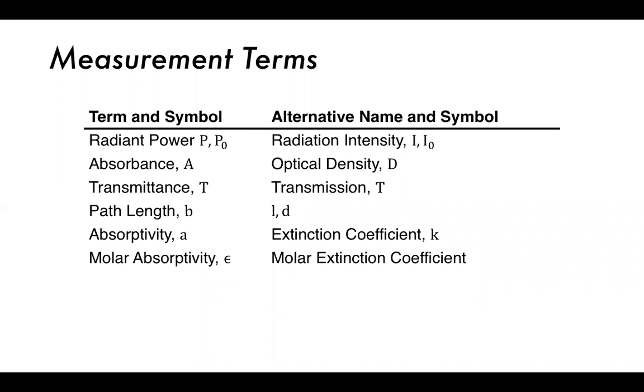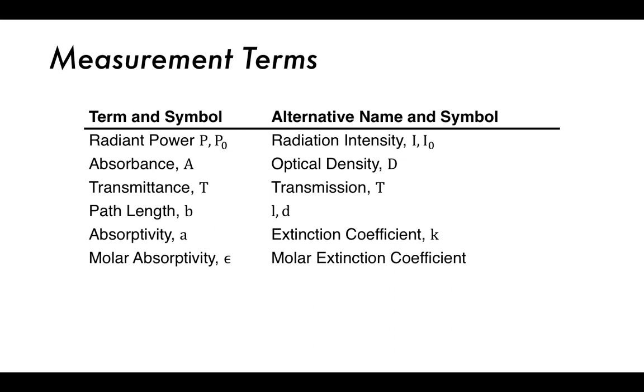So some key terms with regards to these. Typically you're going to hear these things bandied around whenever we are talking about these processes or techniques. You're going to have radiant power, which is P and P0. An alternative name is radiant intensity, I or I0. So these are the light which is incident and after the sample. So this is usually what we're measuring, because remember, we're putting a broad spectrum of wavelengths across the sample. And then we're measuring how much of the light is absorbed by our sample.